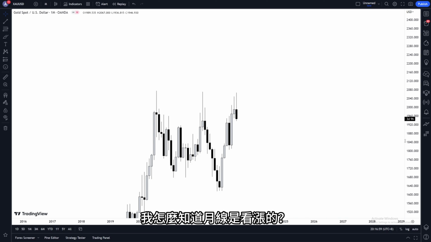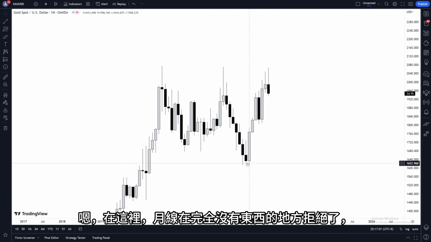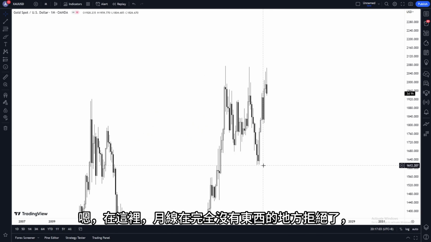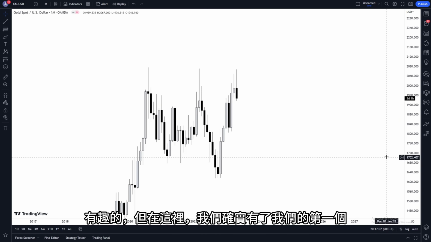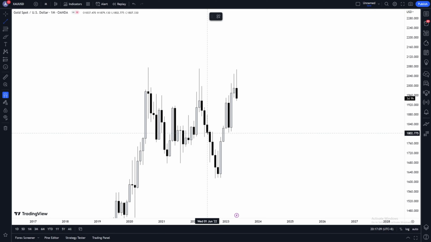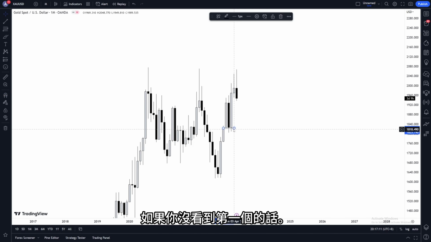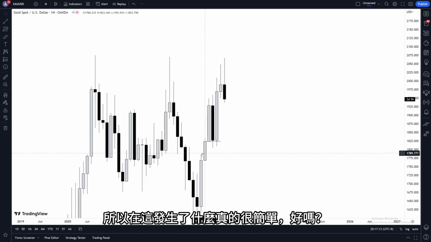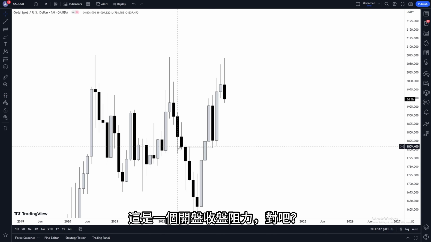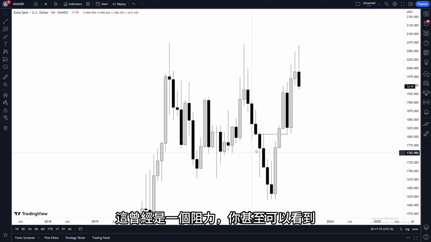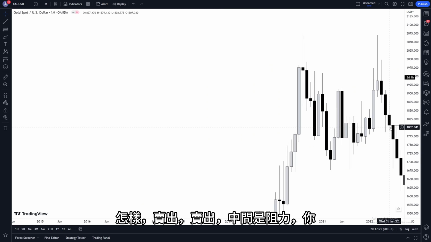How do I know that the monthly is bullish? When did that happen? Well, over here the monthly rejected off of absolutely nothing, so we're just going to ignore that, no problem. Nothing interesting over here, but over here we did have our first reason. Okay, you can have it like this if you didn't see the first one. So what happened here is really simple. Whether it was here, what am I marking here? This is an open close resistance, correct? This was once a resistance, and you can even see how the sell in the middle is the resistance.